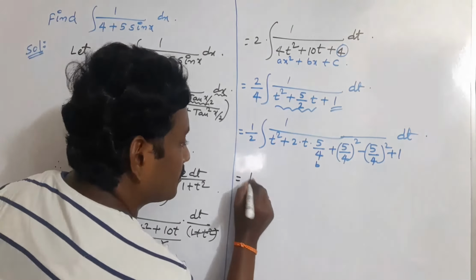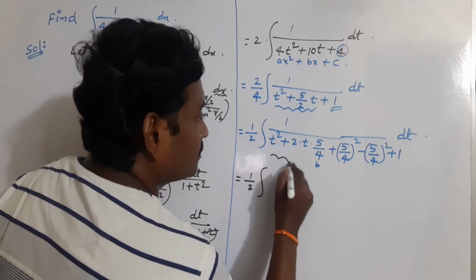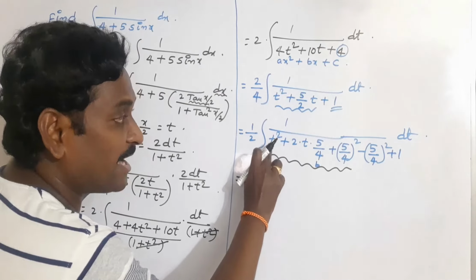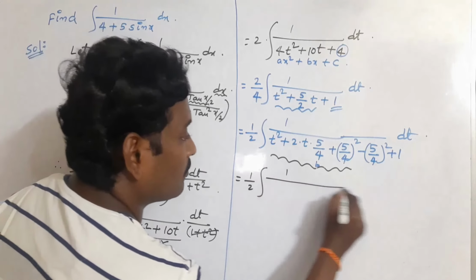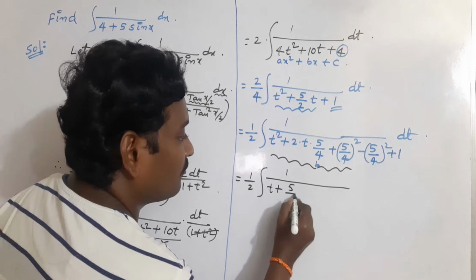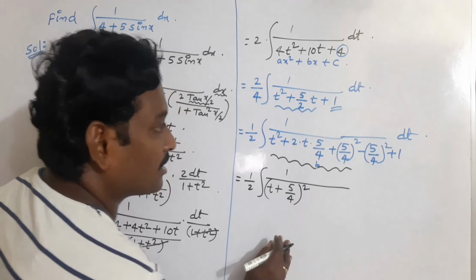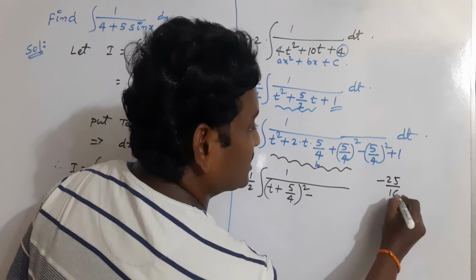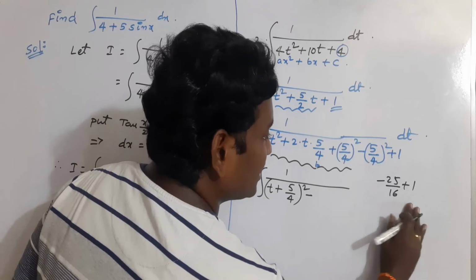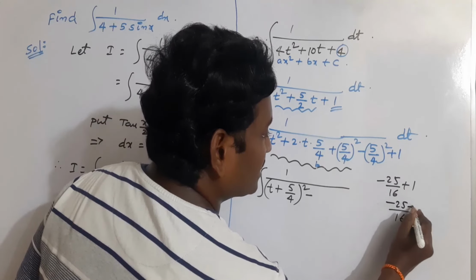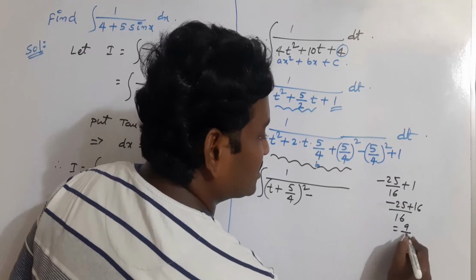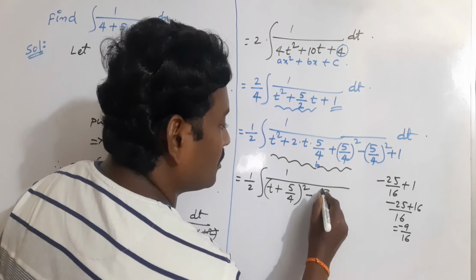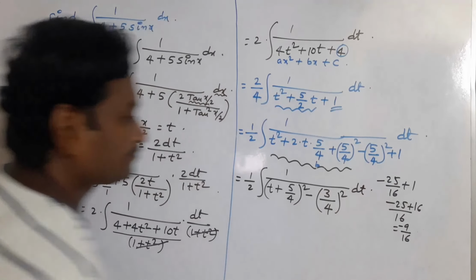Now we can write first 3 parts as, see the structure of the first 3 terms, which is a square plus 2ab plus b square. A value is t, b value is 5 by 4. So 1 by t plus 5 by 4 whole square minus, what about this one? This is minus 25 by 16 plus 1. So 16 is the LCM, minus 25 plus 16, which is 9. 9 by 16 minus 9. Don't forget negative sign. So 9 by 16 directly can be written as 3 by 4 whole square into dt.